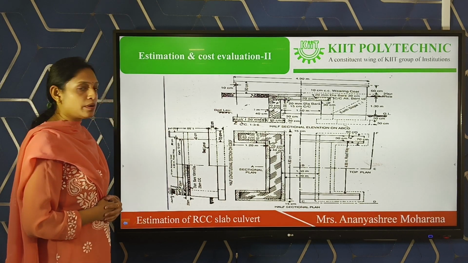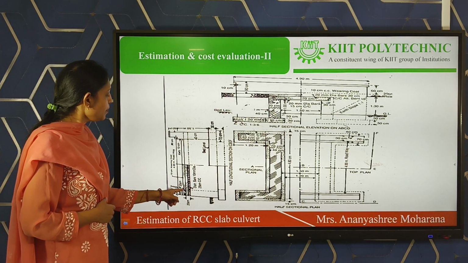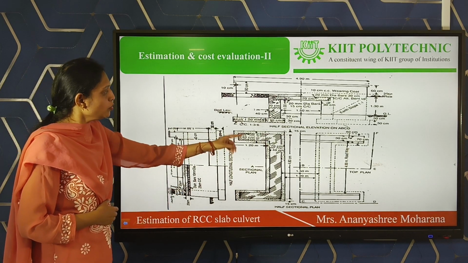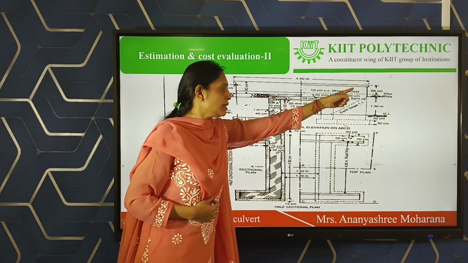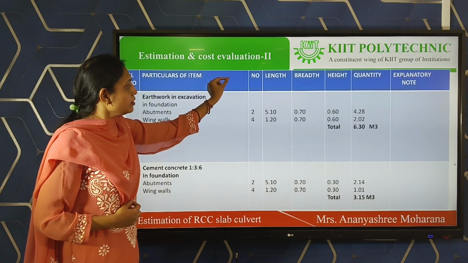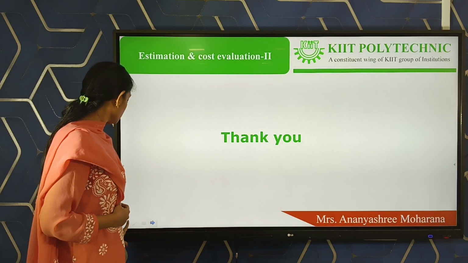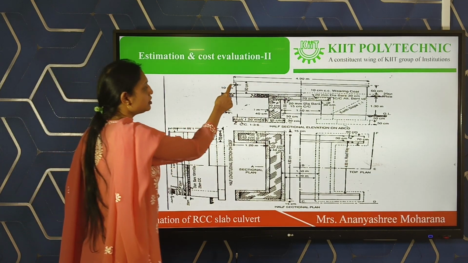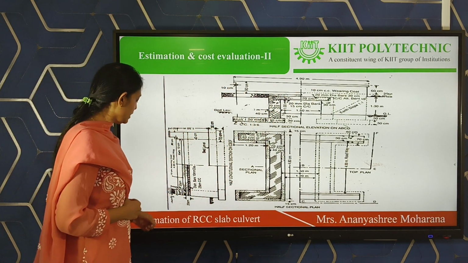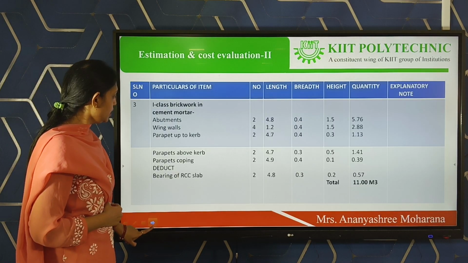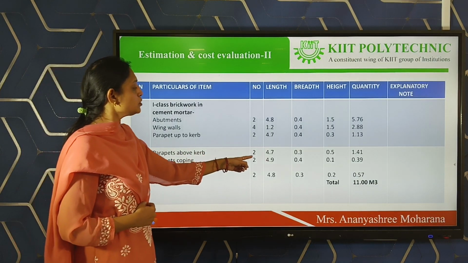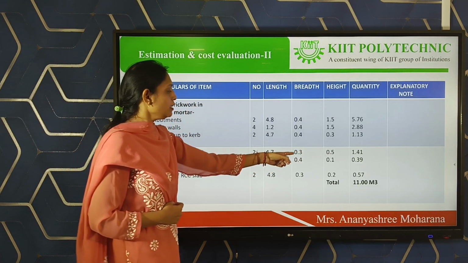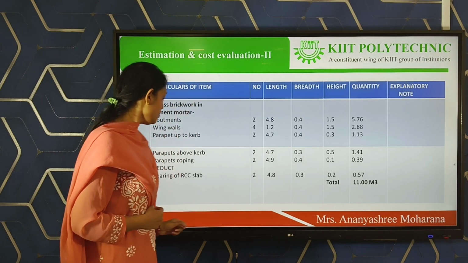Next is parapet above curb. Parapet above curb, you can see the above curb parapet portion is 0.4 breadth, number will be 2 and length will be 4.7 here, because after deducting the coping part you get the 4.7 length. You can see in the table here, parapet above curb: number is 2, length is 4.7, breadth is 0.3, height is 0.5.